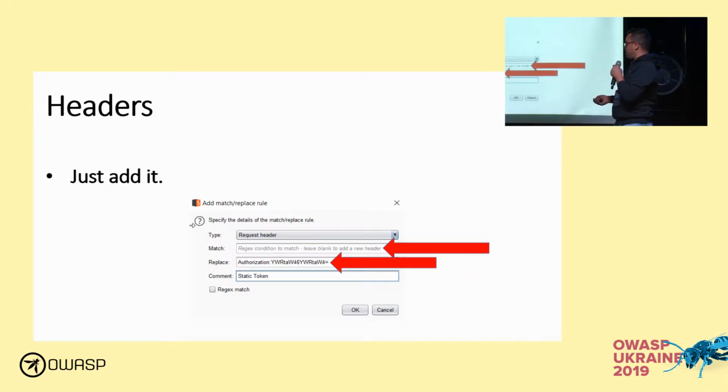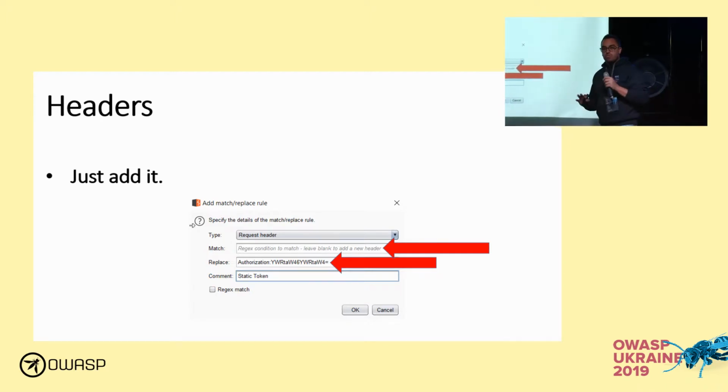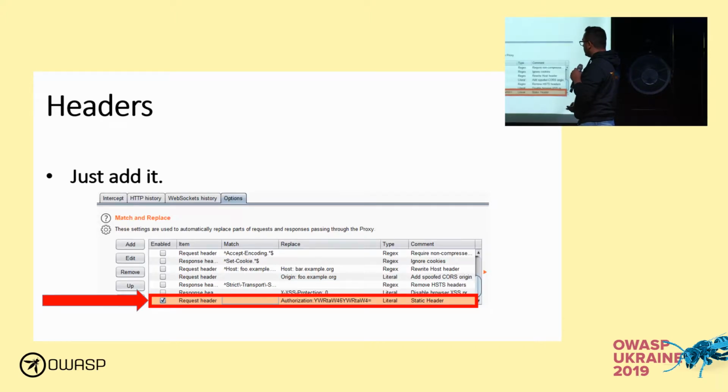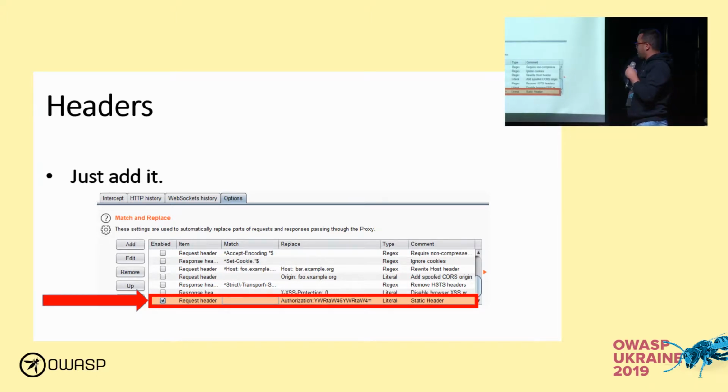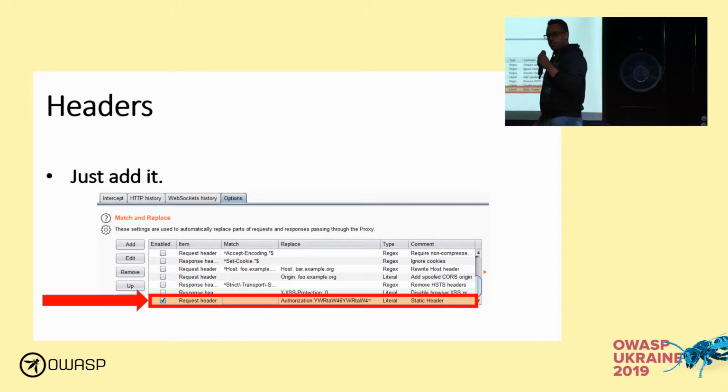In this case, for example, I created this authorization header with some admin password in base64 encoded. I just created a static token. It's like a comment. So this is the screen. It's going to be like that: request header, authorization, something, and static header. For each request your Burp receives, it will add this header to the request.